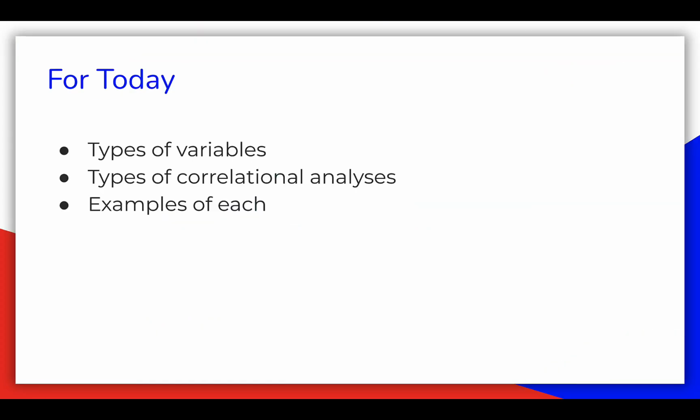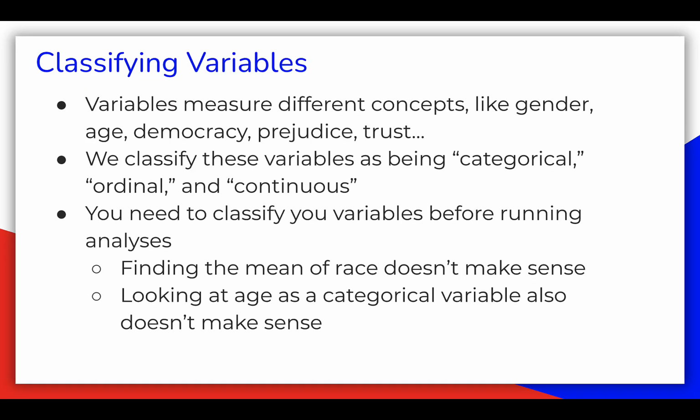So for today, we're going to be talking about the types of variables that you might have for your analysis, types of correlational analyses based off of the types of variables that you have, and then examples of each. The second video lecture that is not here will be examples of how to do all of these in Excel. But the first step that you need to do if you're performing your own correlational analysis is classifying your variables.